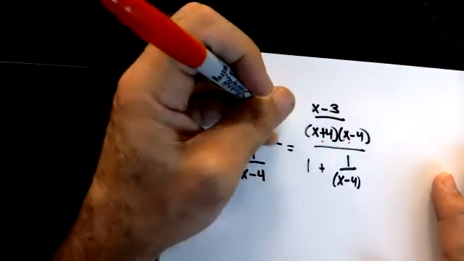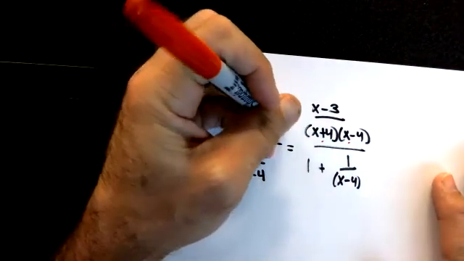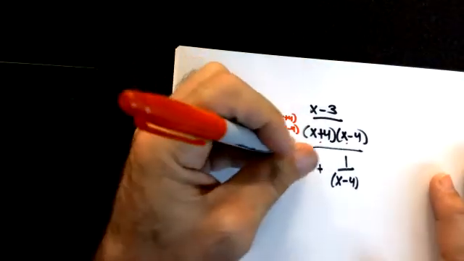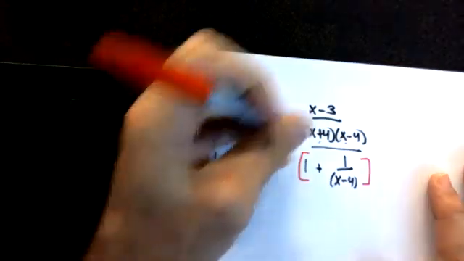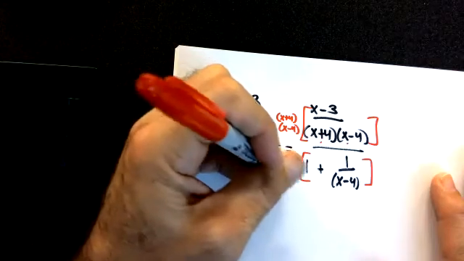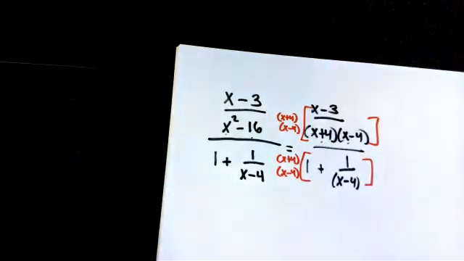Okay. So we're going to multiply x plus 4 and x minus 4. Same thing here. We're going to multiply x plus 4 and x minus 4. You don't have to write them like a fraction. I just didn't have a whole lot of room. Okay, we're multiplying both of those quantities.